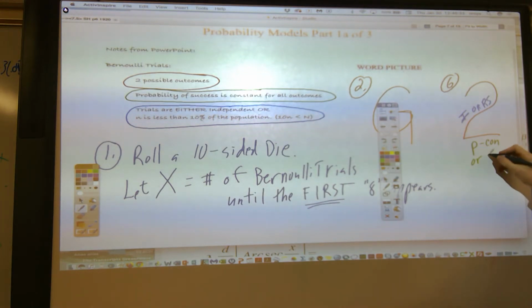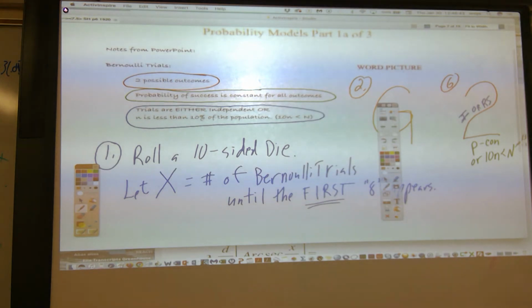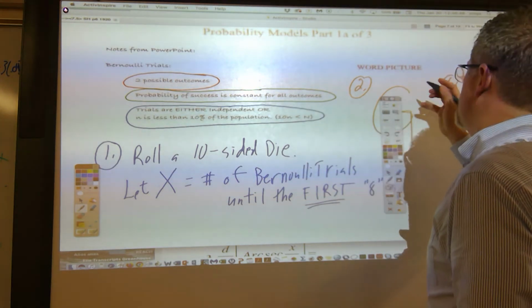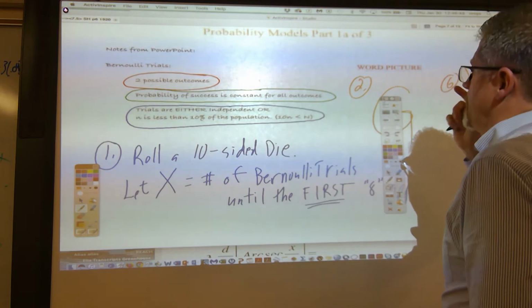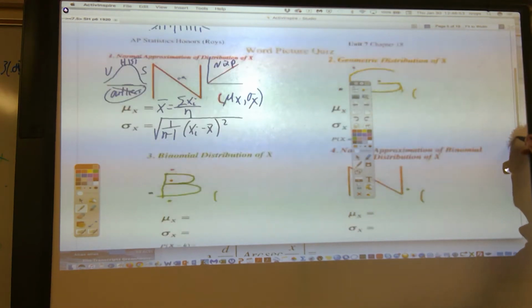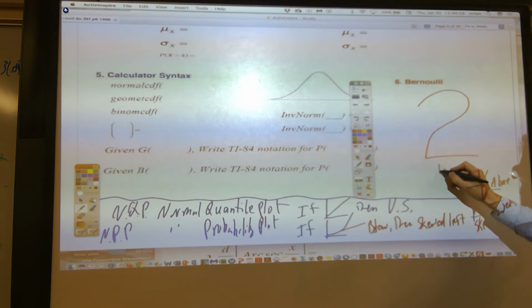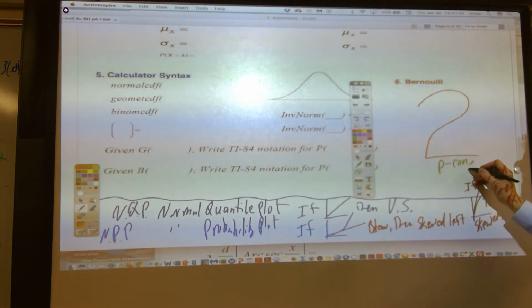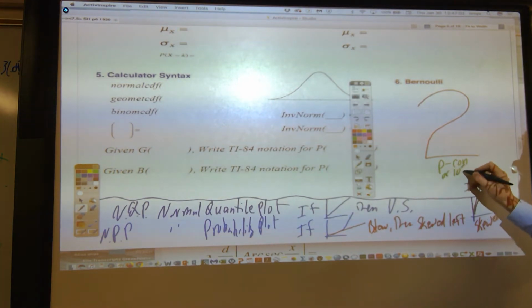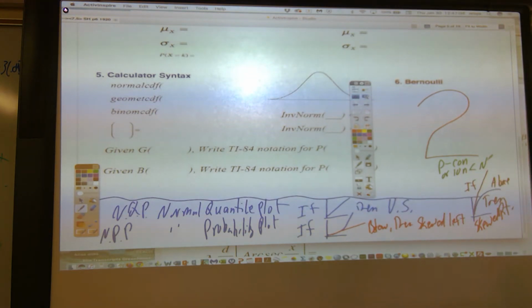If it's not exactly constant, then 10 times little n is less than big N, where little n is the sample size and big N is the population size. So we'll see that today. Here's the whole word picture. Next week, probably Friday, I'll give this quiz. For problem 6 on the word picture quiz, you're going to have to be able to write two possible outcomes. The probability of success is constant, or if it's not, then 10 times the sample size has got to be less than the population.